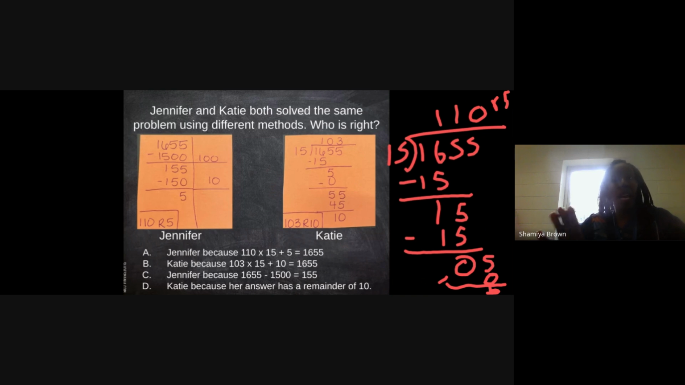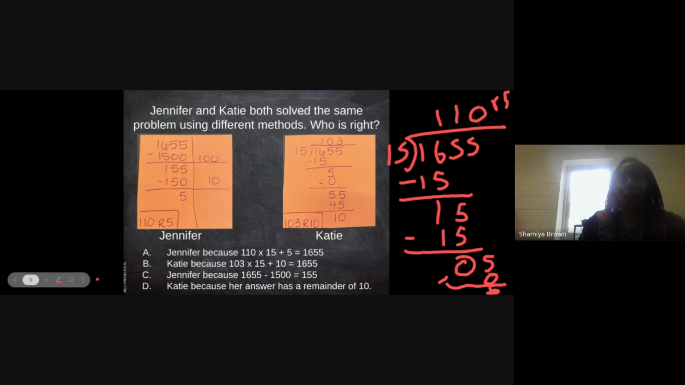So that's still not answering my question completely. They give me some choices down here. So who got 110 with a remainder of 5? Did Jennifer get that answer or did Katie get that answer? Jennifer got that answer. It clearly says it here. Katie got 103 for her answer, 103 with a remainder of 10. Jennifer got 110 with a remainder of 5, and we got 110 with a remainder of 5.